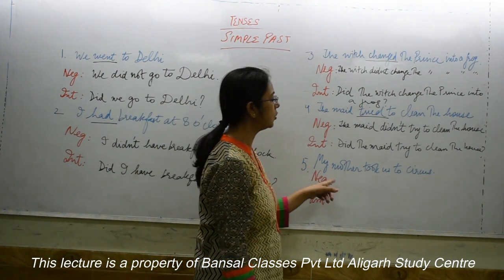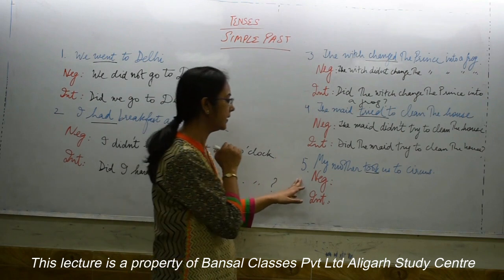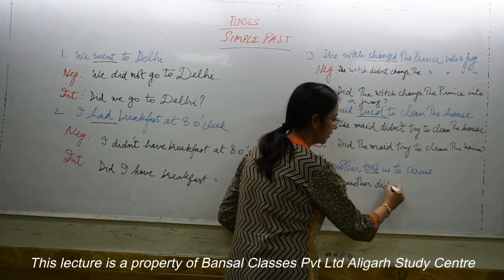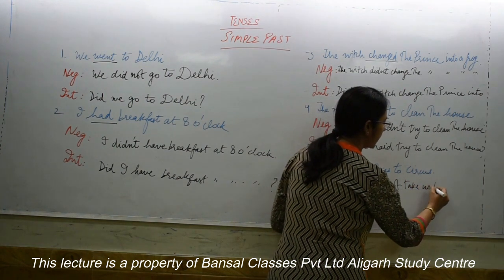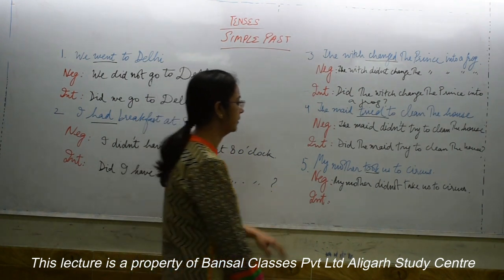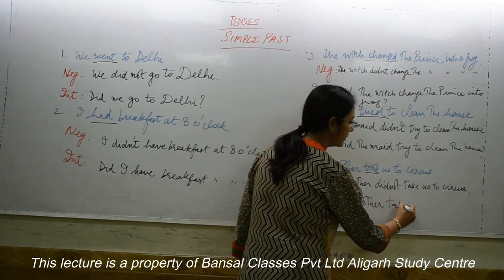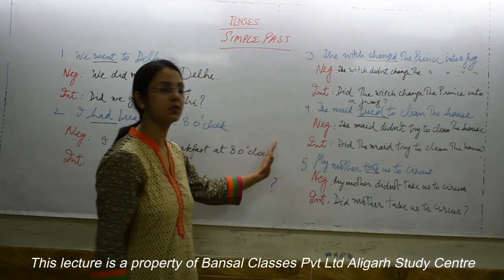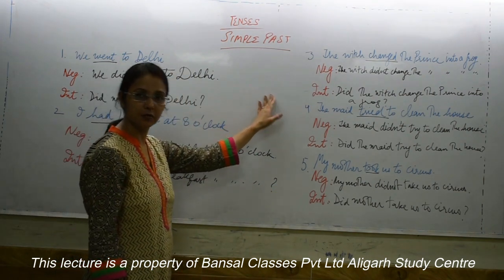Next, my mother took us to the circus. Took is your verb. Negative: my mother did not take us to the circus. Interrogative: did my mother take us to the circus? This is the interrogative form. So, simple past form is completed.